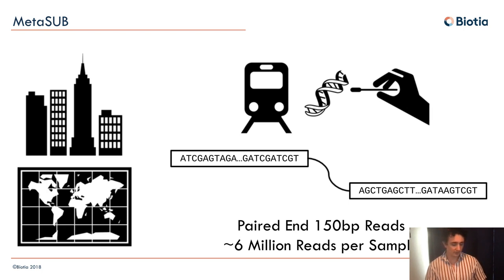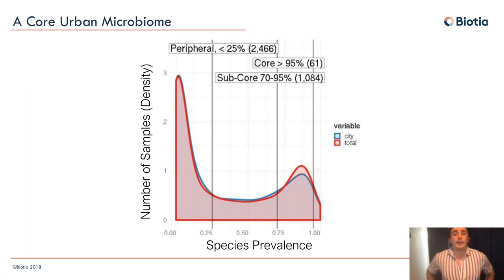Because one of the most striking things we find in this data is this rather abstract plot of species prevalence. Species prevalence is the fraction of samples where a given species is found. And what this plot is showing is the number of species that are found with a given prevalence. What's not terribly surprising about this plot is the big spike on the left side, what is labeled the peripheral urban microbiome, which consists of species that are found in less than 25% of samples. There are a lot of these species that are found in only a small fraction of samples, and this is sort of expected.